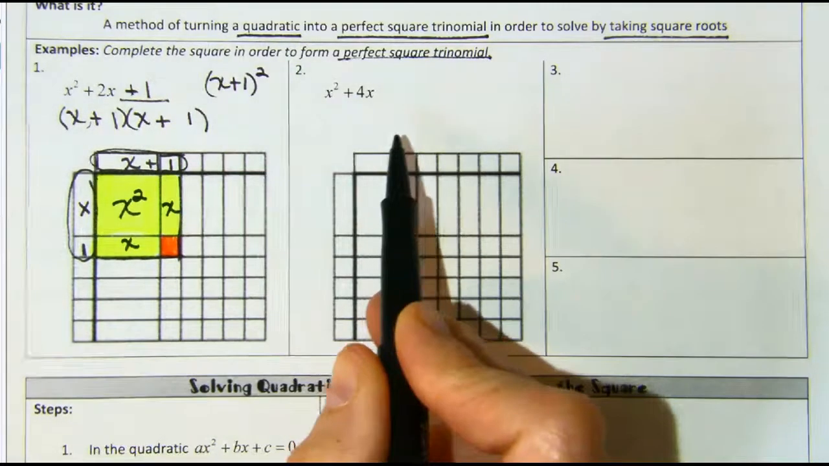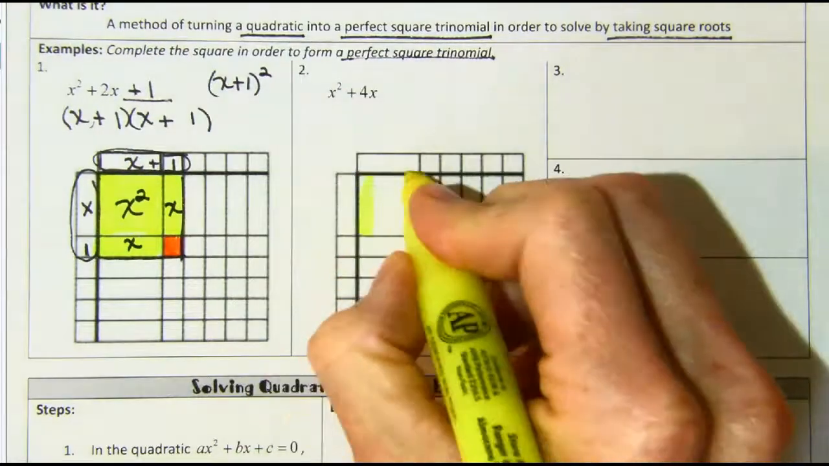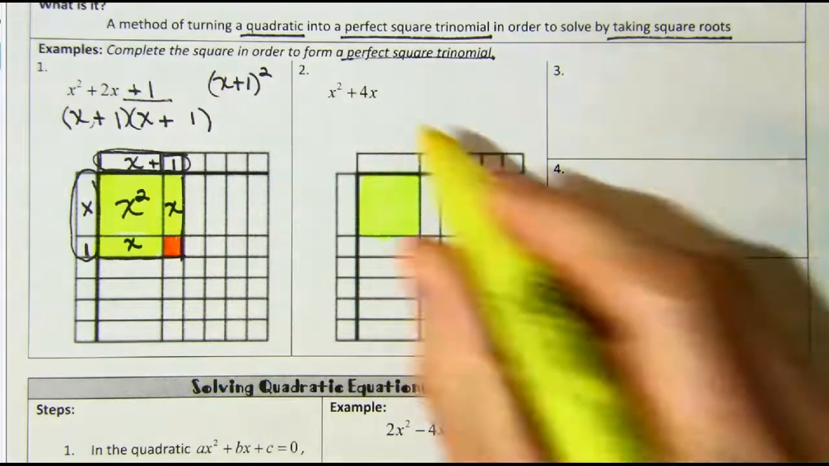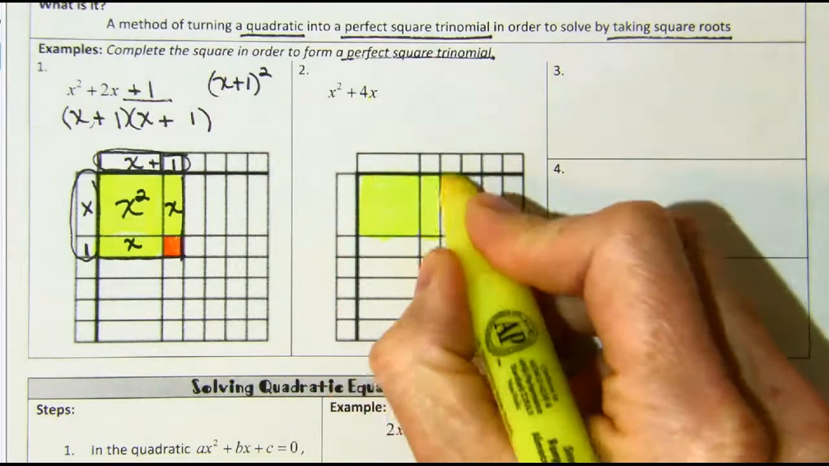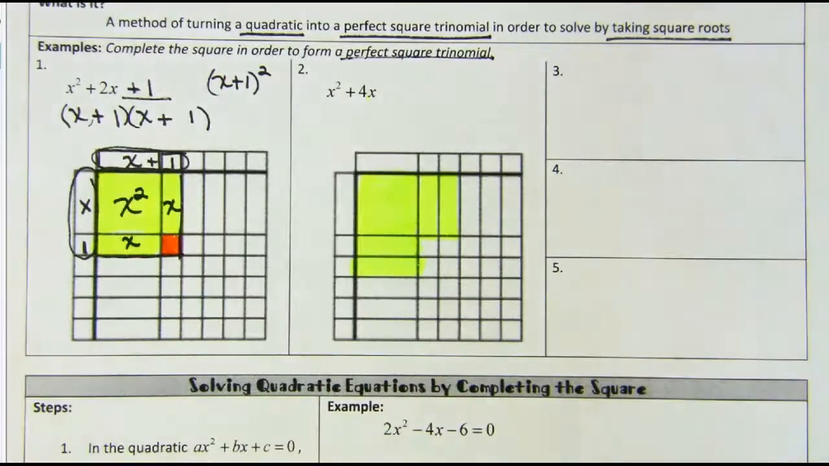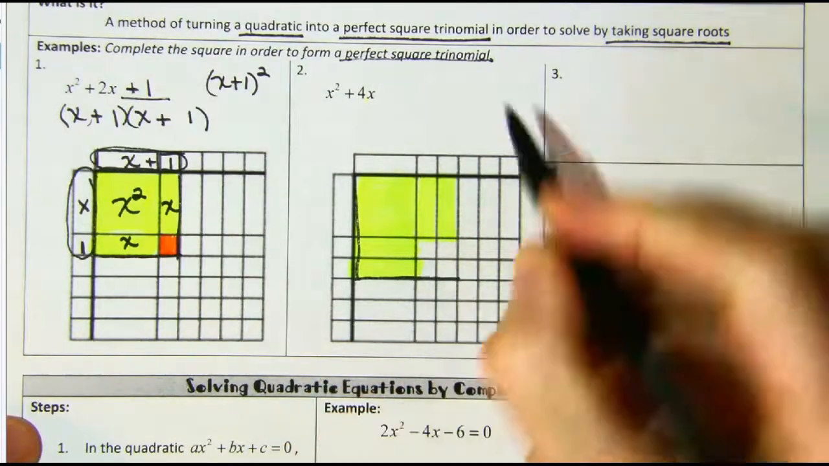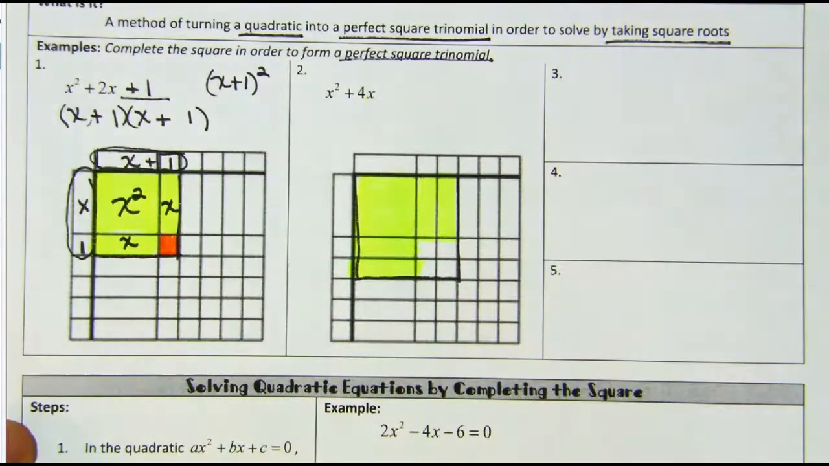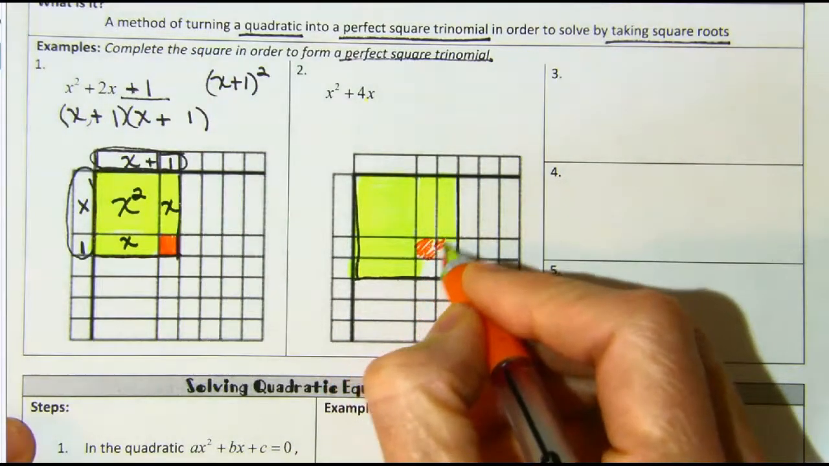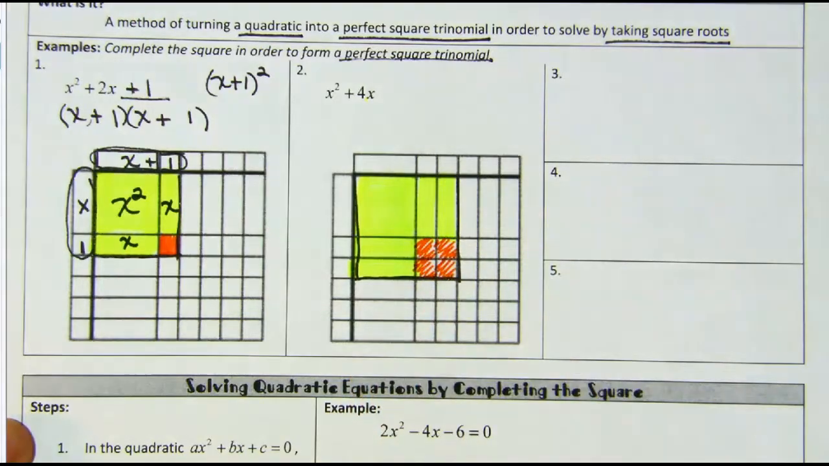Now let's look at number 2. In this example, we have an x here. So there's an x. But this time we have 4 x's. So I'm going to put 1, 2, 3, 4. Now notice the shape of our square. We are completing the square. So this time, what do we need to add? We need to add 1, 2, 3, 4 tiles here.